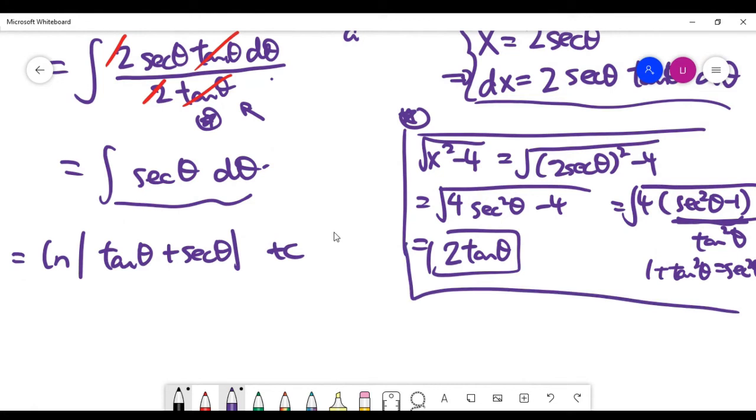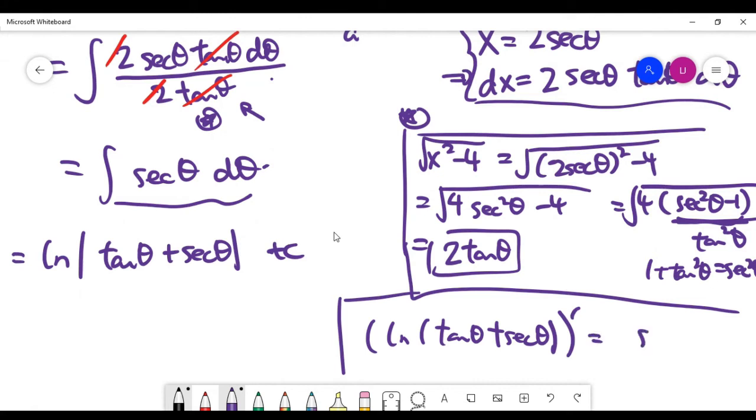You may be wondering why the answer is so strange. We don't have enough time to explain everything in this short video, but just to let you know, if you differentiate the answer, ln of tangent theta plus secant theta, by the chain rule, surprisingly, you just get back secant theta. So you have to try it yourself, to convince yourself that my answer stated here is actually correct.